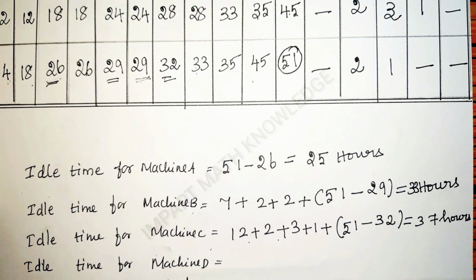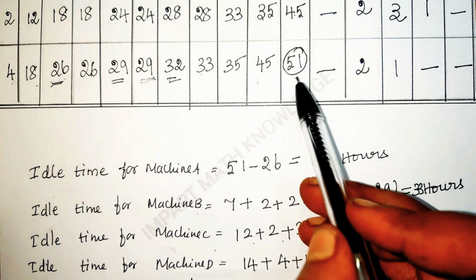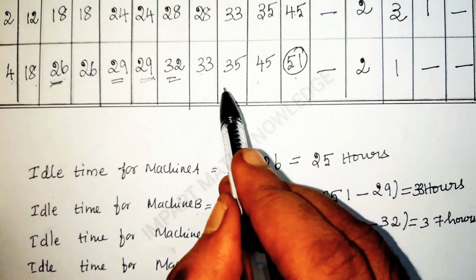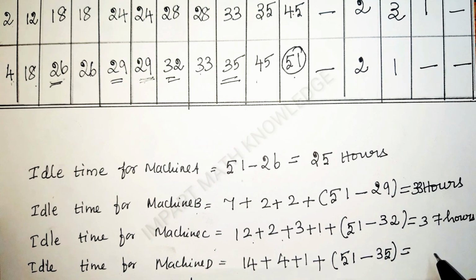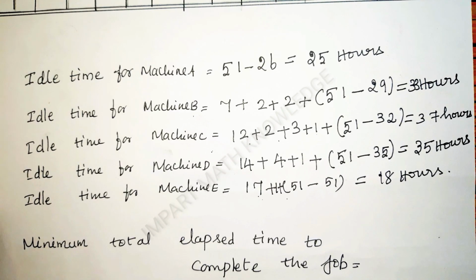Now the idle time for machine D. The idle time for machine D is 14 plus 4 plus 1 plus the total processing time, which is 51. Machine D completes the work at 35 hours. So 51 minus 35, the total is 35 hours. Idle time for machine D is 35 hours. The idle time for machine E is 17 plus 1, 18 hours. The minimum total elapsed time to complete the jobs is 51 hours.